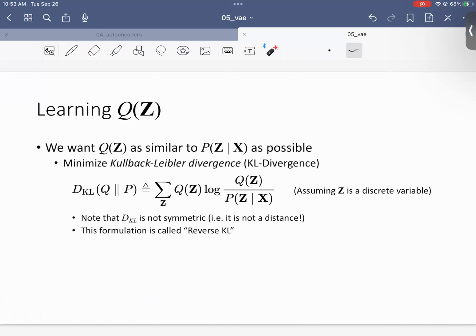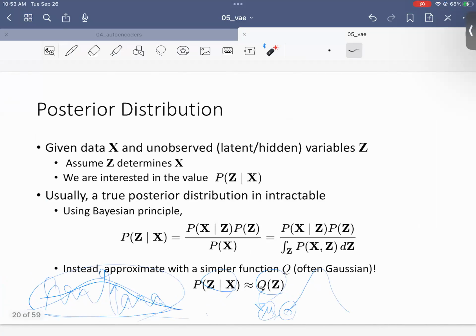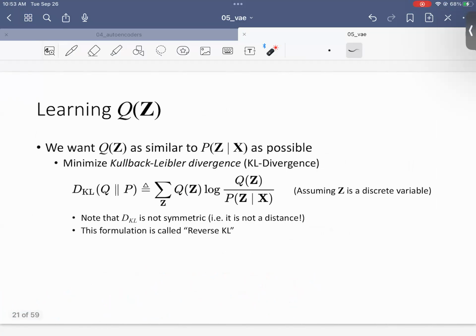So as I said, we want to approximate P(Z) given X, the unknown distribution, with a known function Q(Z), and that means that we don't want them to be too different. We want these two to be as similar as possible. So the go-to choice for calculating the difference between two probability distributions is usually Kullback-Leibler divergence. So KL divergence.